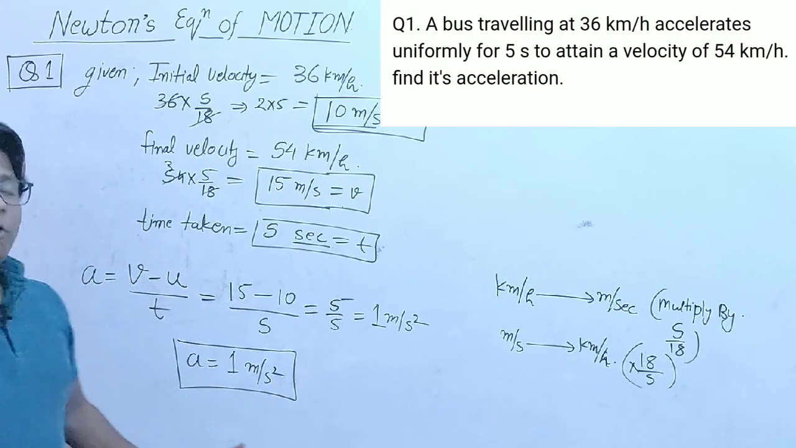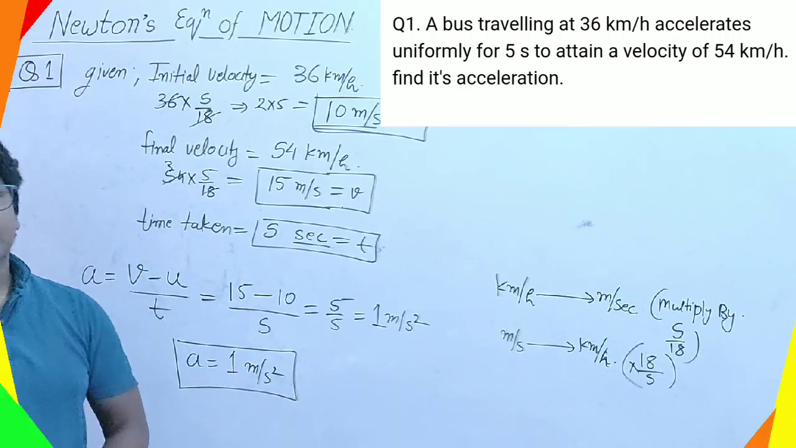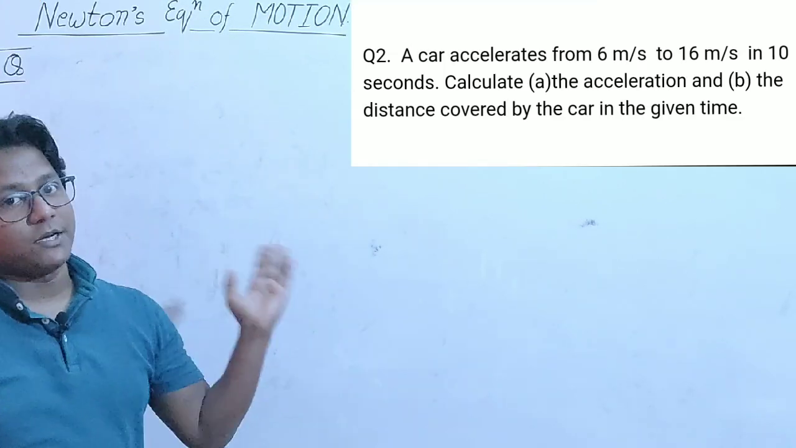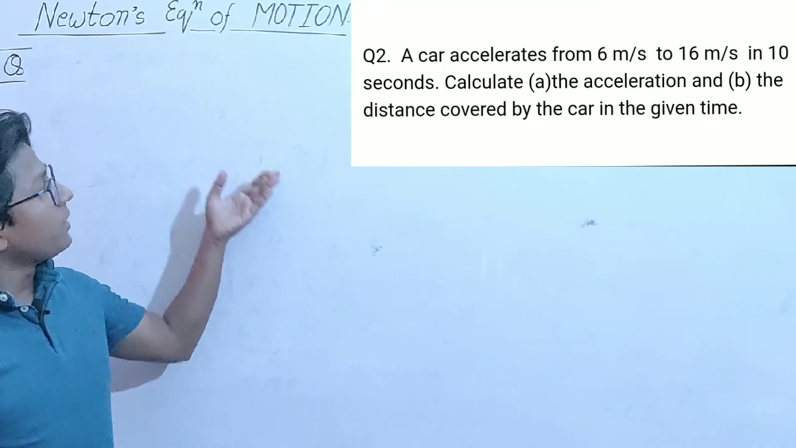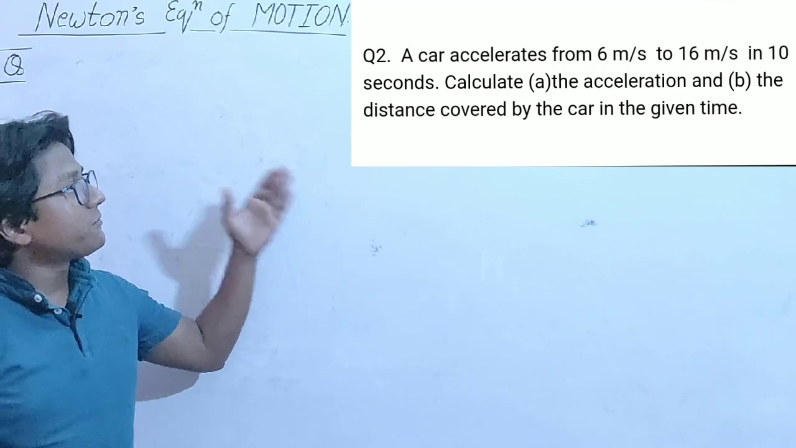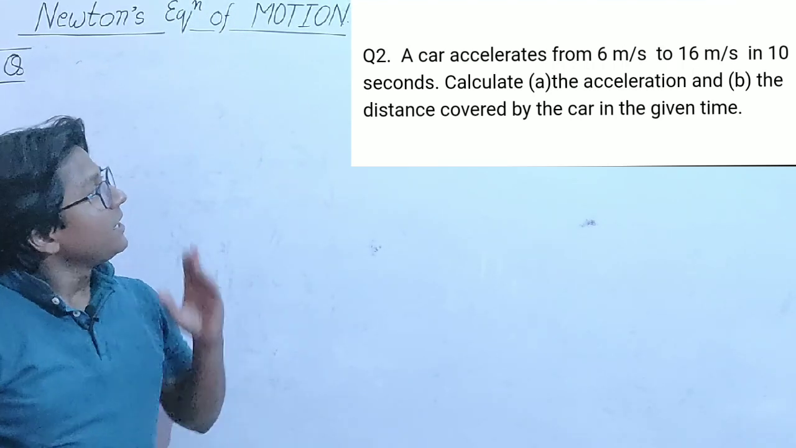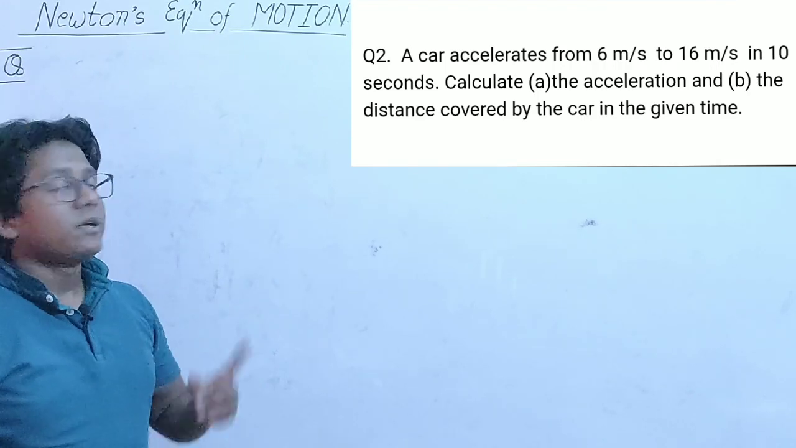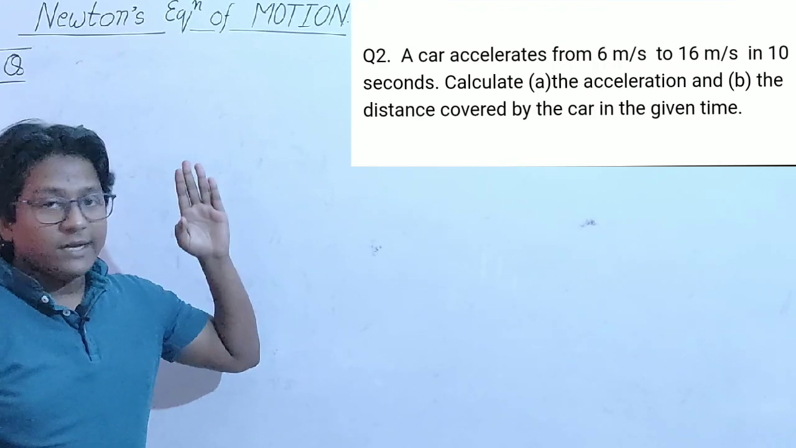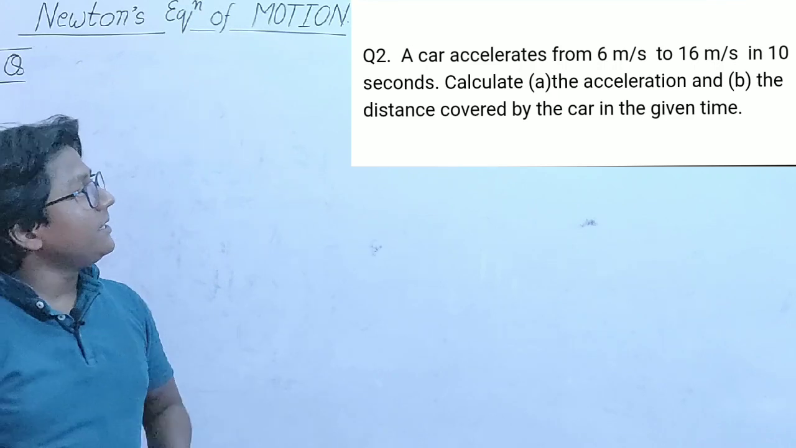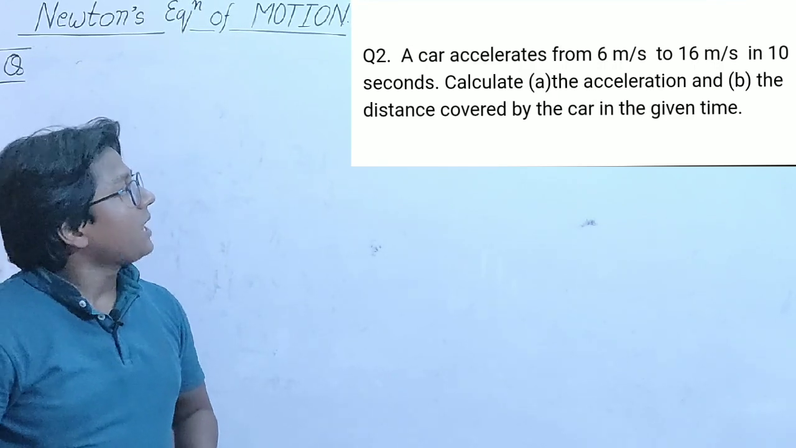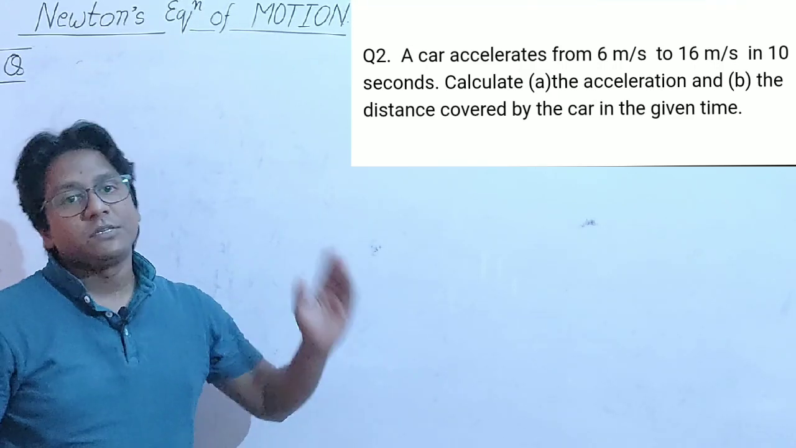So hope this question is clear to you. Let's check out the second numerical also. So you can see the numerical. A car accelerates from 6 meter per second to 16 meter per second in 10 seconds. Calculate first the acceleration of the car, and second the distance covered by the car in the given time period.